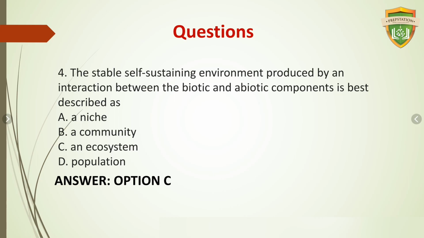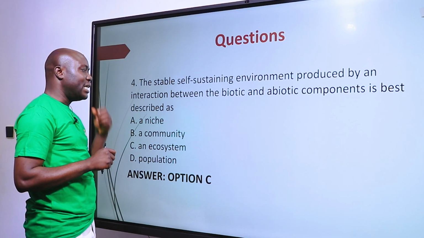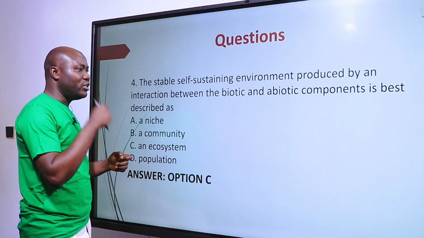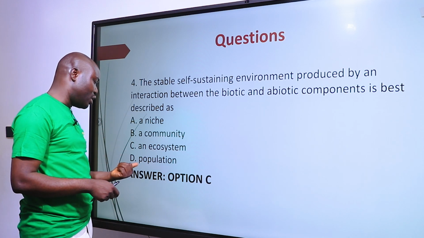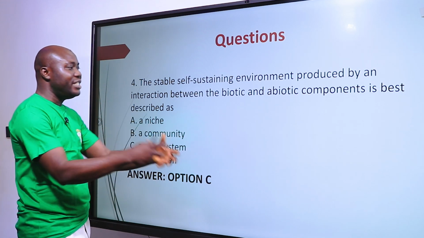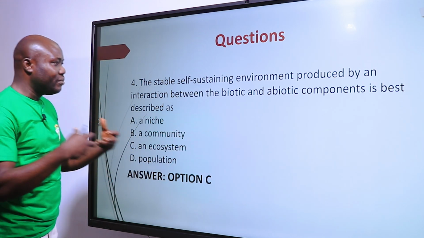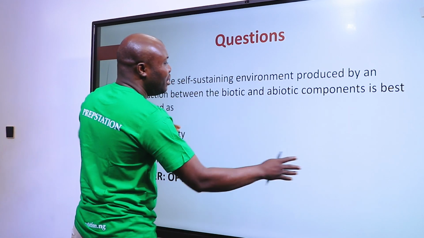The stable self-sustaining environment produced by an interaction between the biotic and abiotic component is best described as, they said, a niche, a community, an ecosystem, then population. Our answer is C, an ecosystem, because it is actually the interaction between the living and the non-living. They said biotic and abiotic, the living and the non-living.